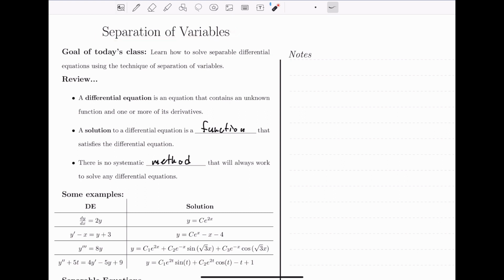So far we've seen a graphical approach to looking at the solution for differential equations with slope fields. We've seen a numerical approximation technique with Euler's method. And finally, in this video, we'll actually see an analytical technique for solving certain types of differential equations.